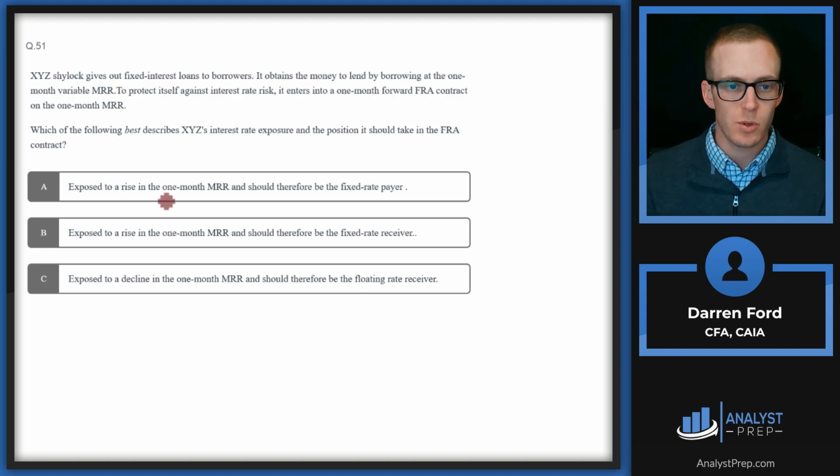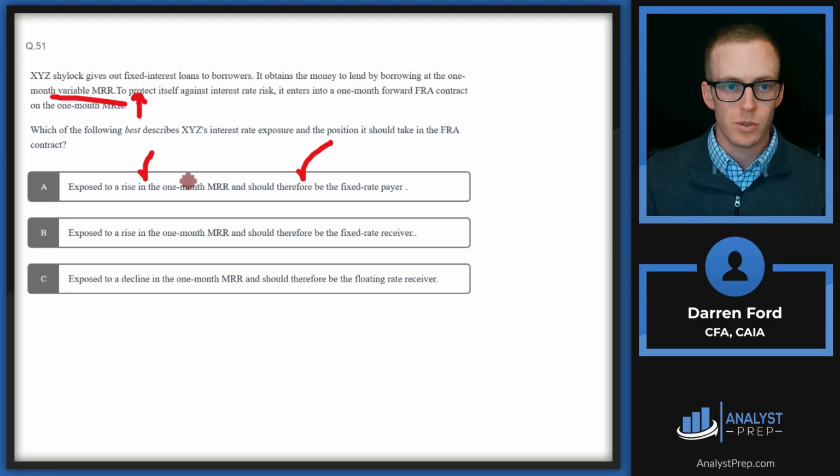It's exposed to a rise in the 1-month MRR. It is because it's borrowing at this rate and lending at fixed rates. So if this goes up above what they're lending at, then they're going to be in trouble. And so therefore should be the fixed rate payer. This sounds correct in the exposure that we want.